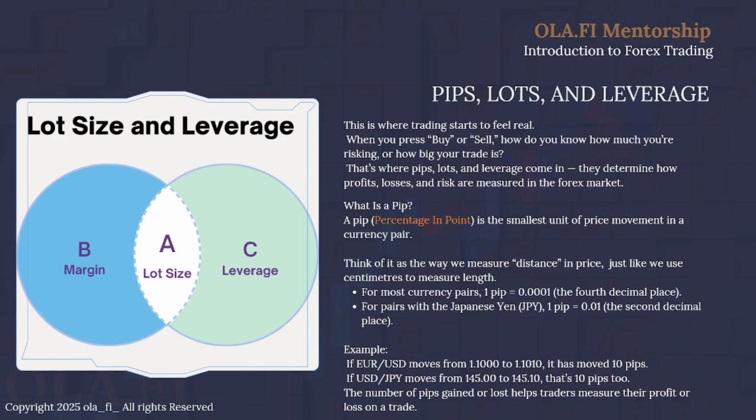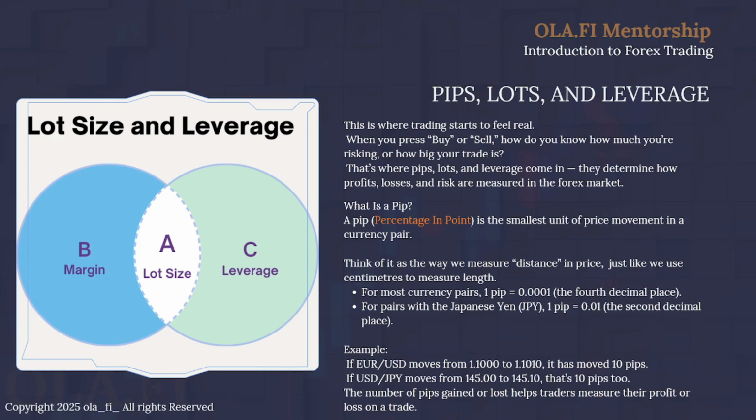So that's why GPY is like that. The number of pips gained or lost helps traders measure their profit or loss on a trade. So these numbers are very important. You need to know, okay, if I'm risking 5 pips on a trade with some amount of loss, this is how much I'm losing. This is where you begin to form ideas around numbers.